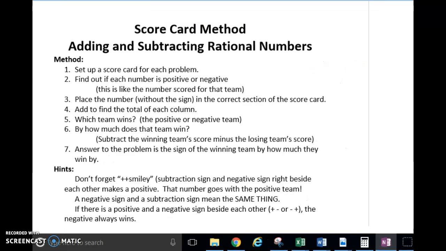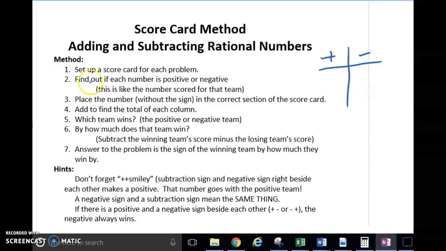Hello and welcome to the scorecard method of adding and subtracting rational numbers. The first thing on this method that we're going to do is set up a scorecard for each problem. So we're going to make a t-chart, and we're going to say one side is positive and one side is negative. Because of that, we're going to look at our numbers as two different teams that are playing. We have a positive team and we have a negative team that are playing.